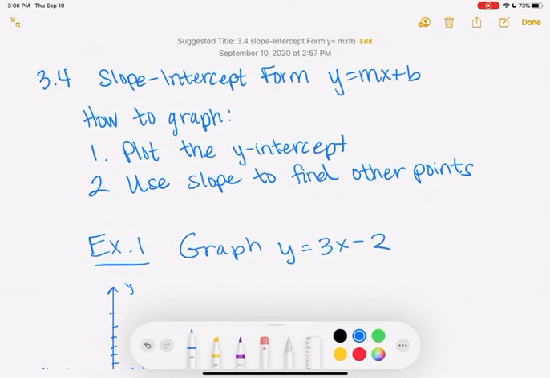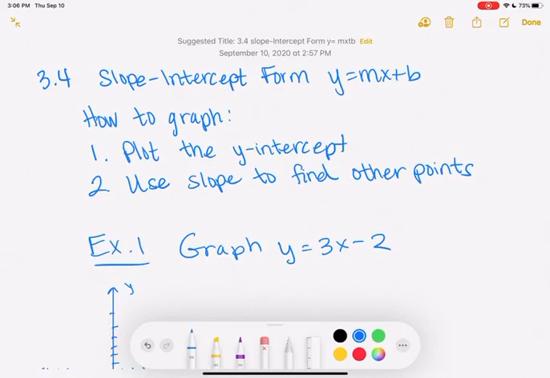All right, so this is now full on the 3.4 notes. Okay, so we have slope-intercept form is y equals mx plus b. How to graph? We're going to plot the y-intercept first, and then we're going to use the slope, now that we know that slope is m, the part before the x, to find the other points. Okay, so let's give it a try here.